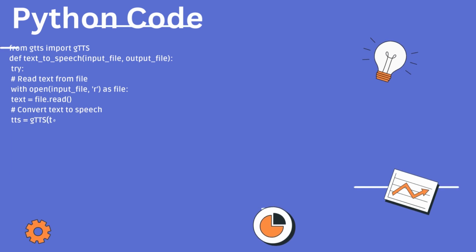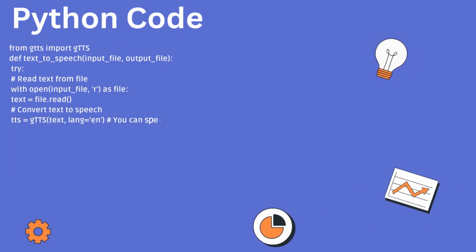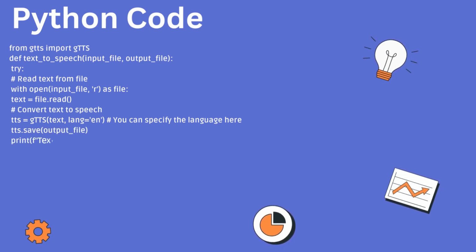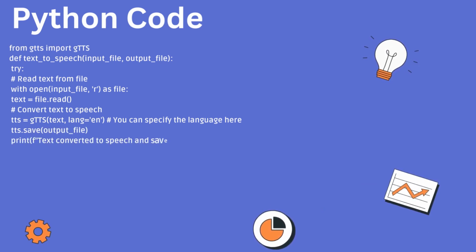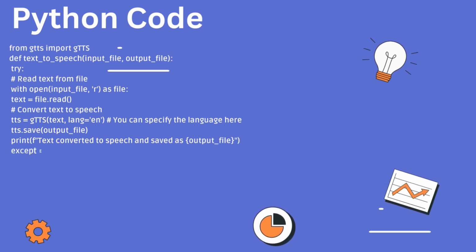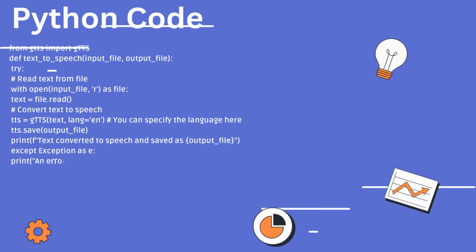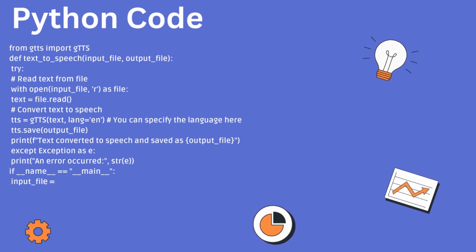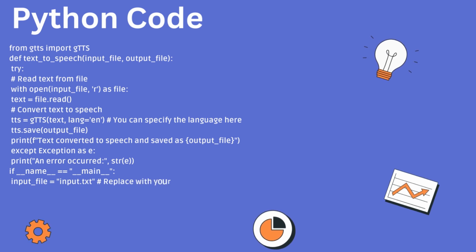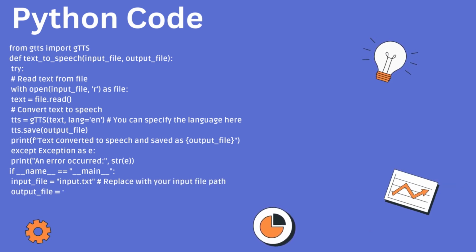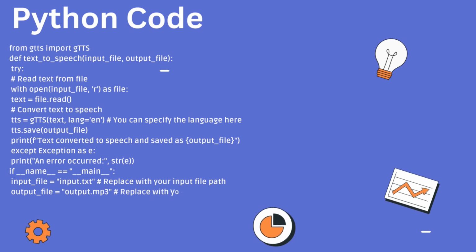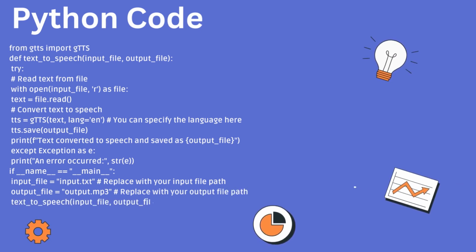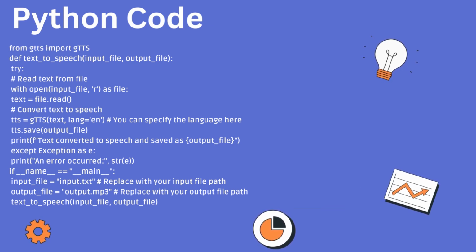Text_to_speech is a function defined in the provided Python code. It is responsible for converting input text into speech using the GTTS library and saving the synthesized speech as an audio file. In the line tts = gTTS(text, lang='en'), gTTS is a class provided by the GTTS library. This class is responsible for generating speech from the provided text using Google's Text-to-Speech API.